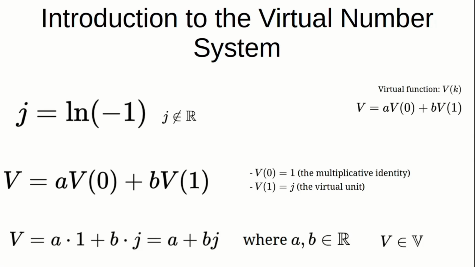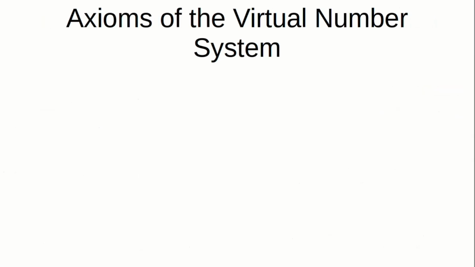Axioms of the virtual number system. Let's go through the fundamental axioms that define the virtual number system. These axioms establish the structure and rules for operations. Axiom 1. Existence of the virtual unit j. There exists a virtual unit j such that j equals the natural logarithm of -1. As we mentioned before, j is not a real number. This distinguishes it from numbers we typically use and gives virtual numbers unique properties.